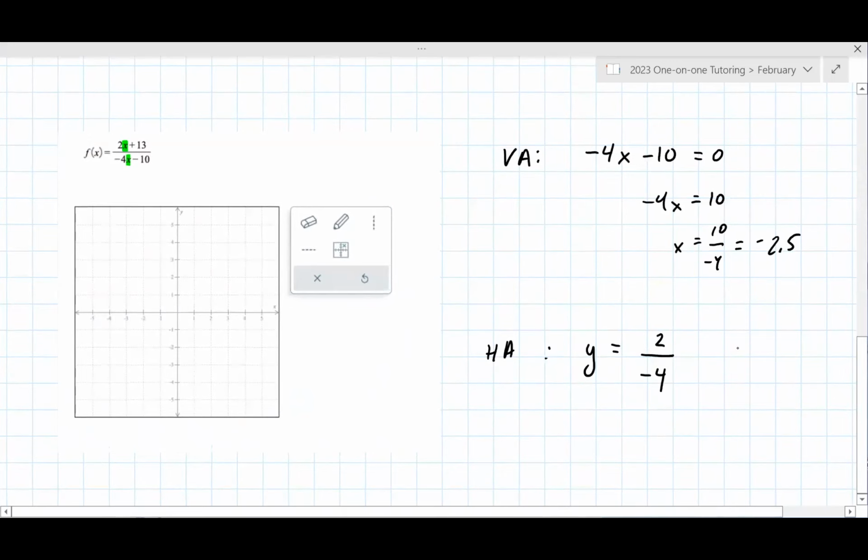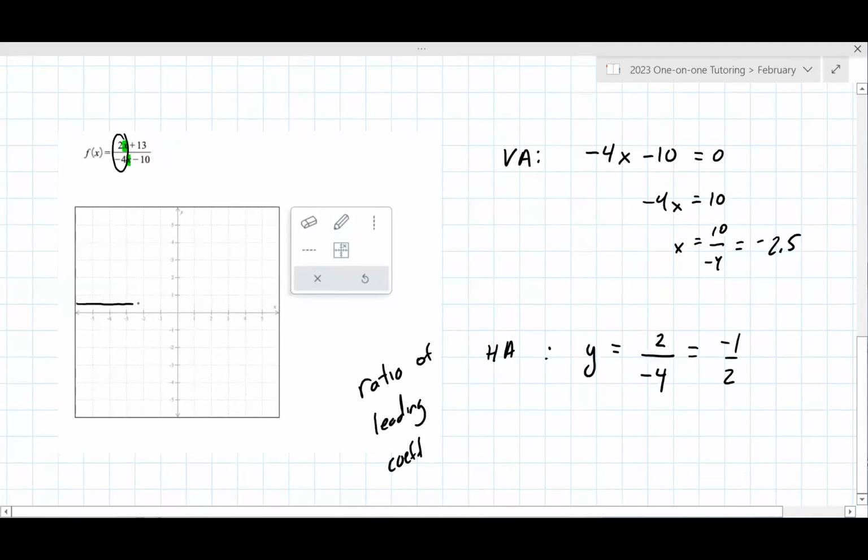Over -4. Notice that's the ratio of the leading coefficients. Right, and you do need to reduce. So in this case it would be -1/2. Oh, okay, so you're looking for something like that, and then -2.5, something like that. Got it. That's probably all the guidance you need. It's going to always be the ratio here for the horizontal asymptote in this case. It's no longer 0.